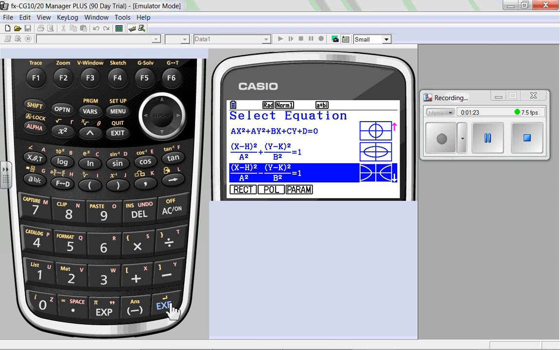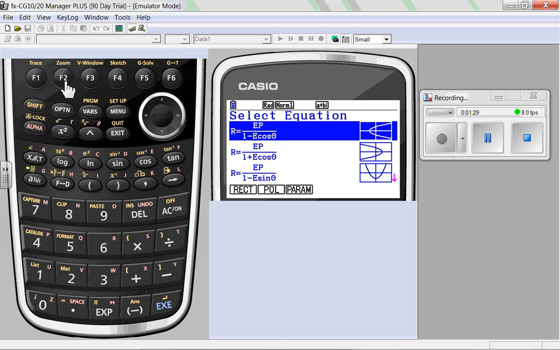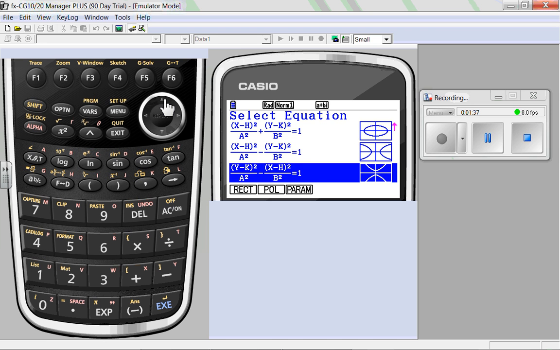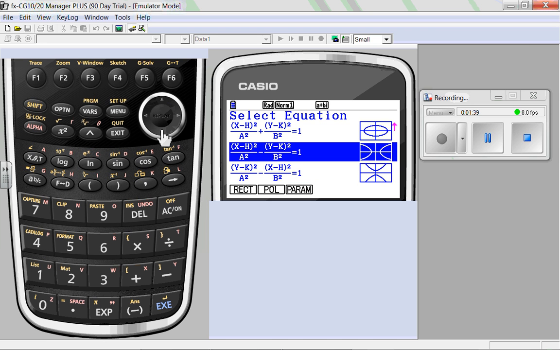So let's see. Take a look at that. I'm currently in rectangular mode. Notice the different modes. If I press polar, I can do polar or parametric. I want to stick to rectangular mode for today. We'll do some of those later on. Anyway, I was at an ellipse. We'll go with a hyperbola. Hyperbola that opens in the x direction.